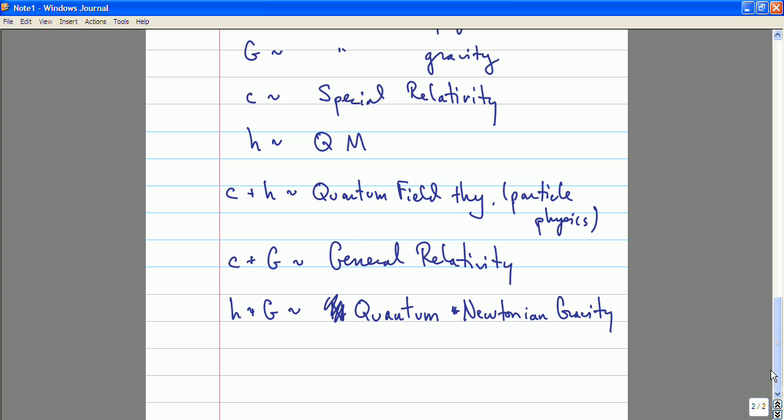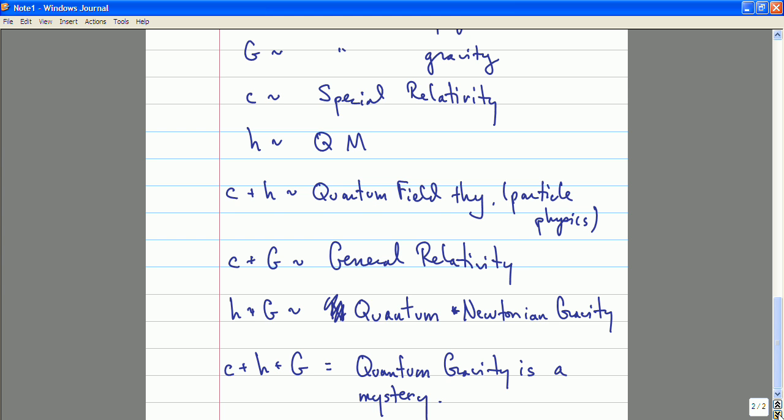And the only theory that we don't understand is the one where all three effects are important at the same time, which is the theory of quantum gravity, which is a mystery wrapped inside an enigma. And beyond the scope of these lectures. Questions? Okay.